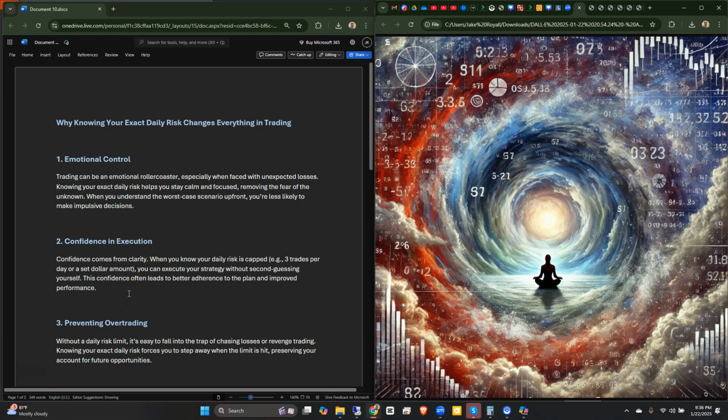Confidence comes from clarity. It really does. I feel so much more clear using a max loss limit. And to have ORS set up where it's adjusted for the particular type of trading day that it is, if it's a big opening range or a small opening range, our weather forecast for the day, all the pieces fit together to make so much sense for me. Confidence comes from clarity. When you know your daily risk is capped, example 3 trades per day or a set dollar amount, we have both actually, you can execute your strategy without second guessing yourself. This confidence often leads to better adherence to the plan and improved performance.